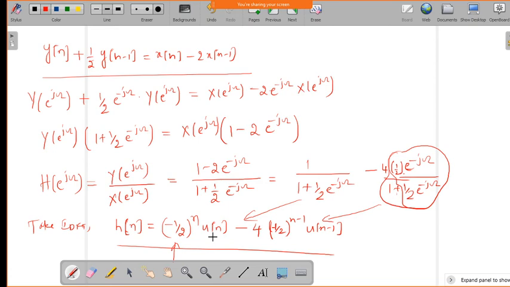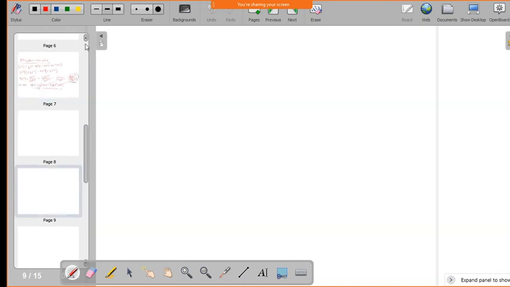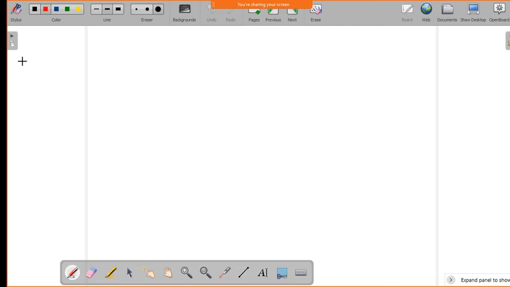One such problem we will do: take the impulse response in the time domain h of t and get back the differential equation. Solve for the differential equation when the system has impulse response h of t, which is given by 1 by a into e power minus t by a into u of t. So now the impulse response is given, and we solve for the differential equation.